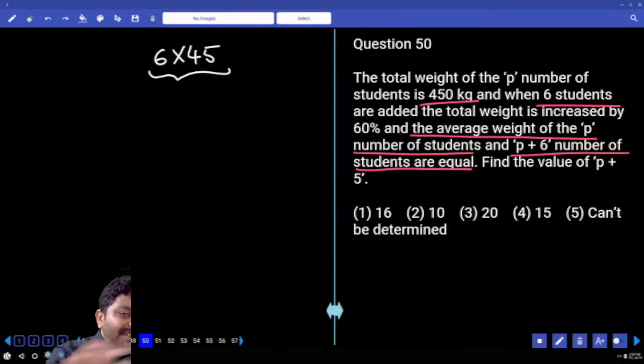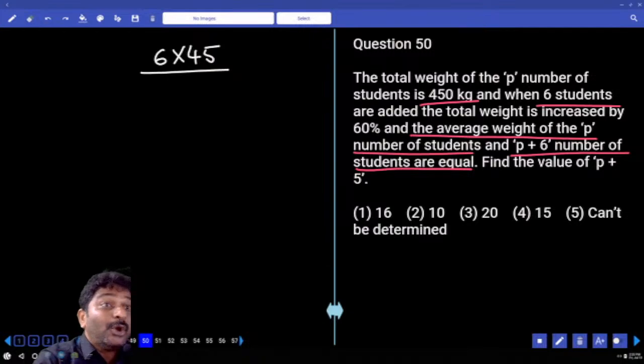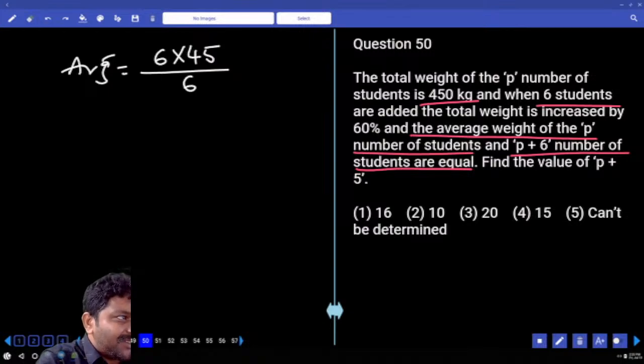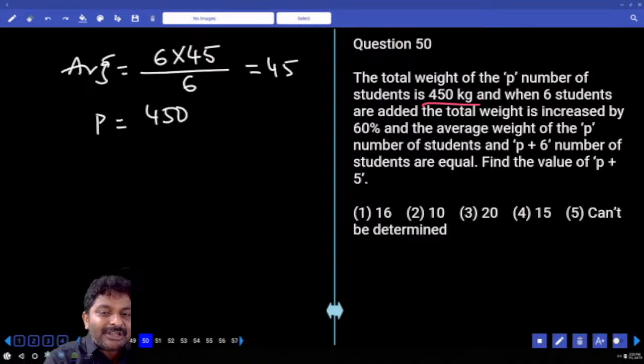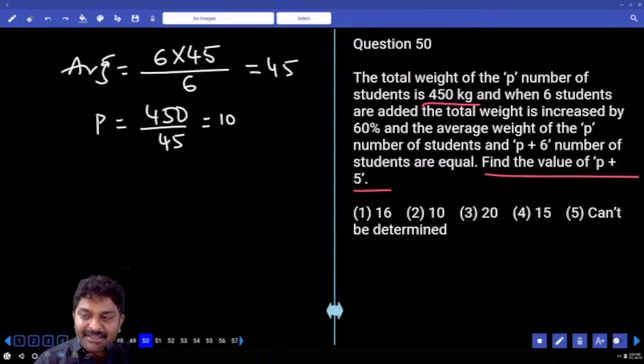Now 6 times of 45, what is this called? Total weight of 6 students, correct? And to calculate average, this must be divided by number of students, 6 only. How much is it? That means initial average is also 45. What is the sum of total students? How many number of students are there? P. Then P number of students is equal to total weight divided by average, which is 10 only. Now the question is, find the value of P plus 5. 15, fourth option, final. Done.